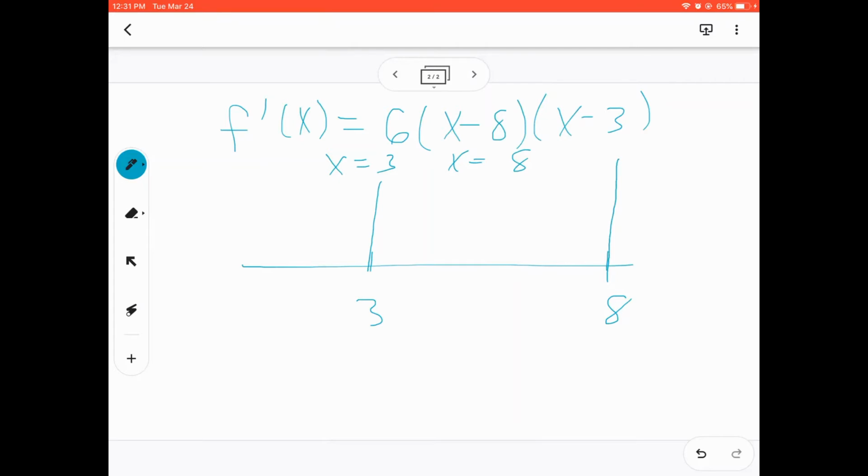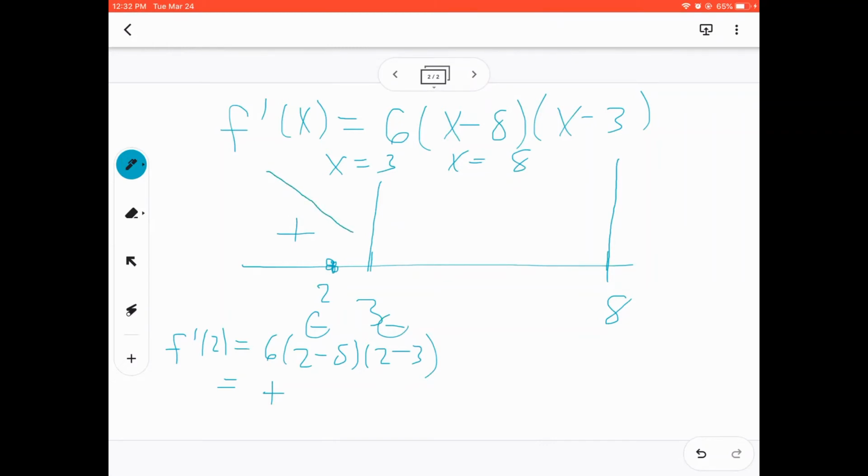So I'll just pick easy points, like here I'll pick 2. So f prime of 2 is 6 times 2 minus 8, times 2 minus 3. Now I don't actually care about the function value. All I care about is whether it's positive or negative. And that's essentially what the first derivative test is. So 6 times 2 minus 8, that's negative. 2 minus 3 will be negative. So negative times negative gives you positive. So f prime of 2 will be positive. So here we have positive values to the left of 3, and so we have downward slopes.